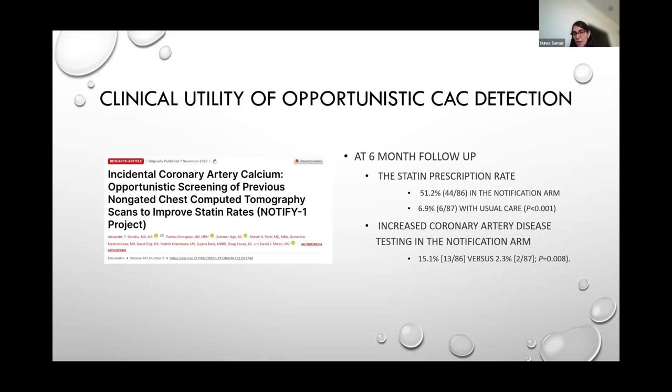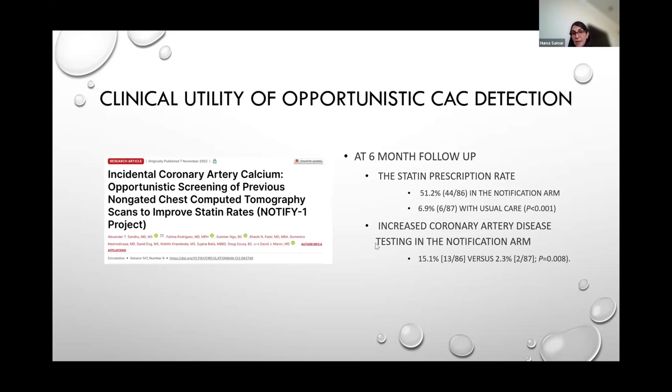In this notification arm, when this was done, they found that the statin prescription rate increased significantly in these patients. So more patients received guideline-directed therapy when these automated calcium score results were conveyed to their physicians and to the patients.